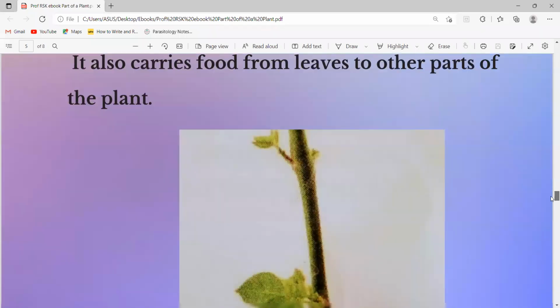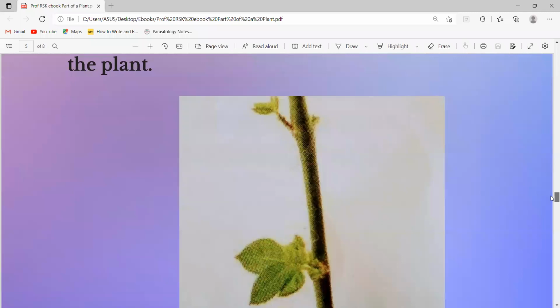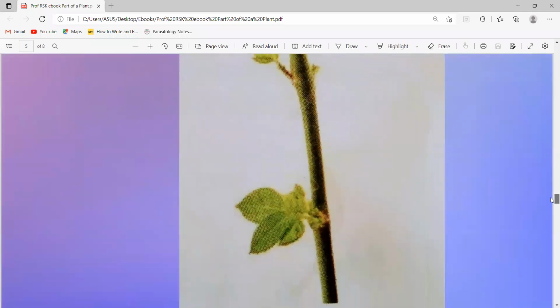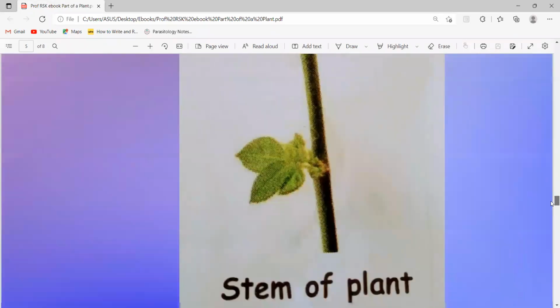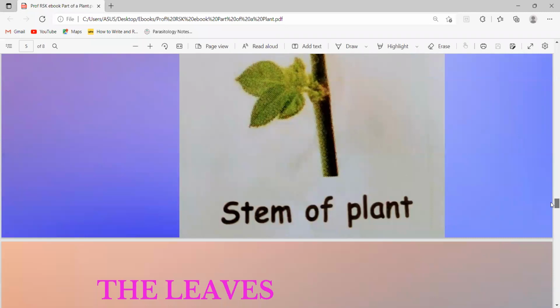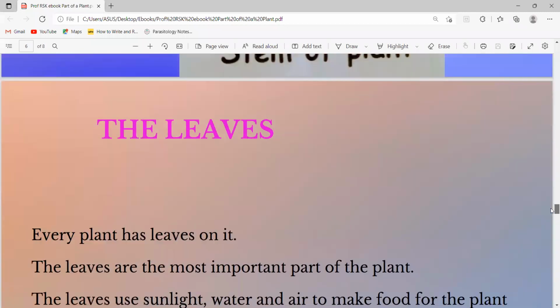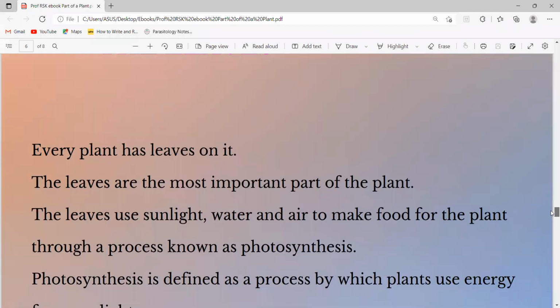All right. So this is a typical stem, a picture of a typical stem, budding some leaves and all that. All right, so that is a stem. Let's look at some leaves.